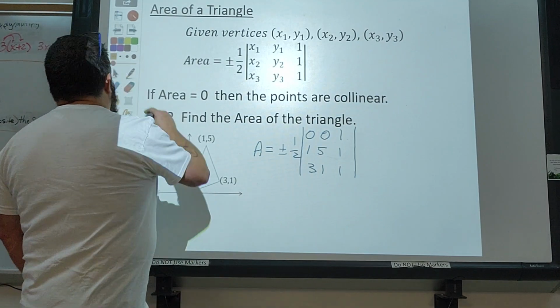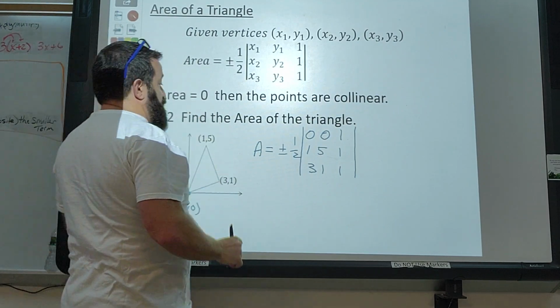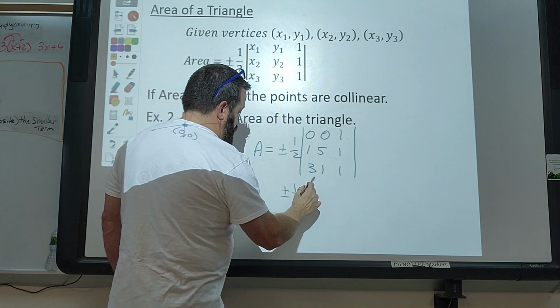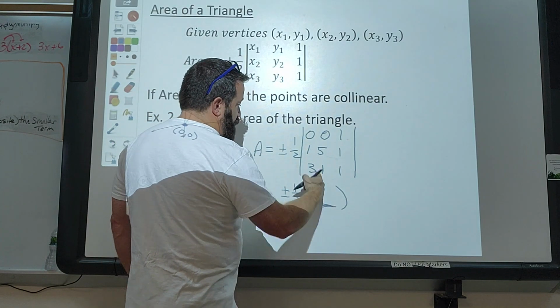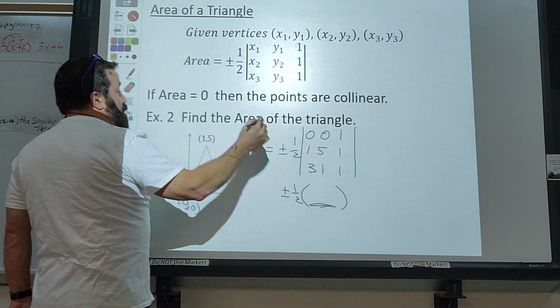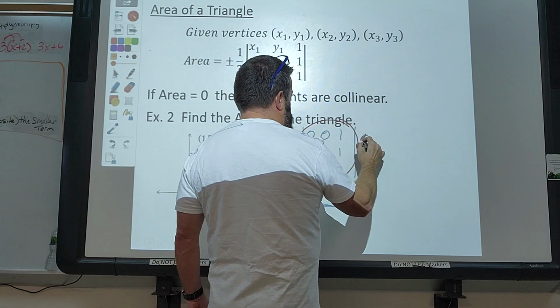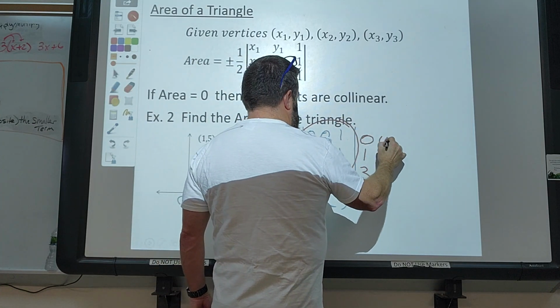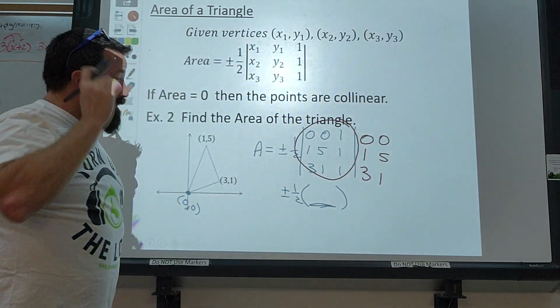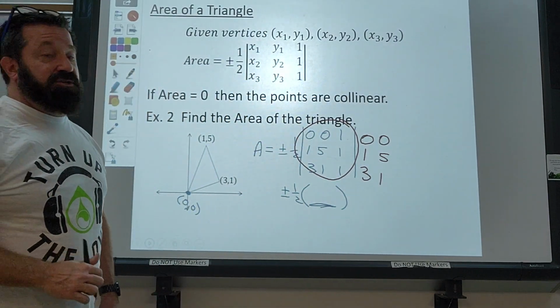Okay? So now I'm going to calculate this determinant. So I'm going to forget about this plus or minus 1/2 for a moment. Plus or minus 1/2 times. I'm looking for this value, which is for this determinant here. Okay, so I'm focusing on this. So I'm going to put 0, 1, 3, 0, 5, 1, and I'm going to calculate the determinant. Gives me a lot of zeros in this, which is nice.